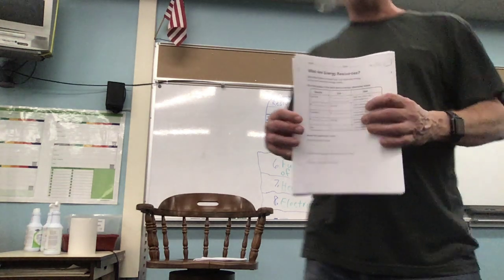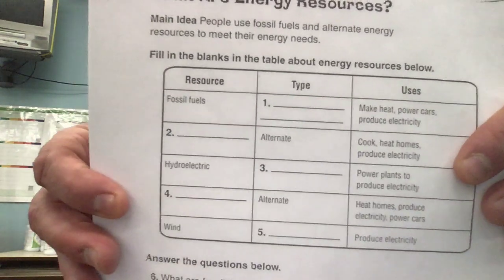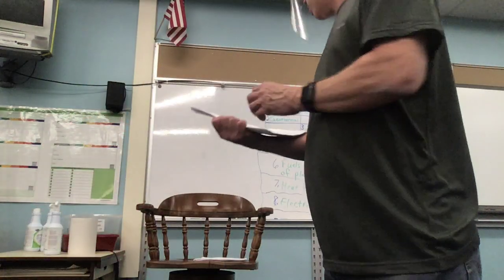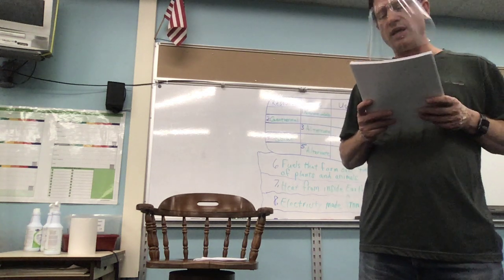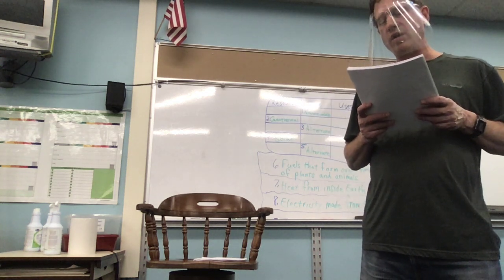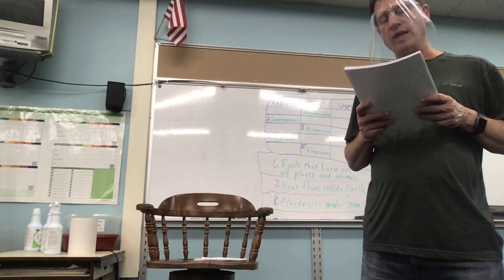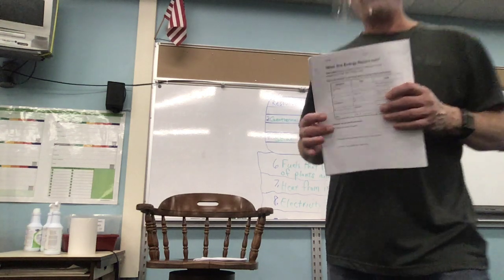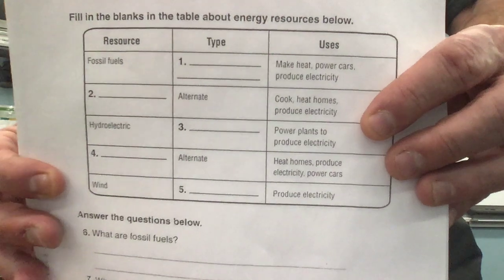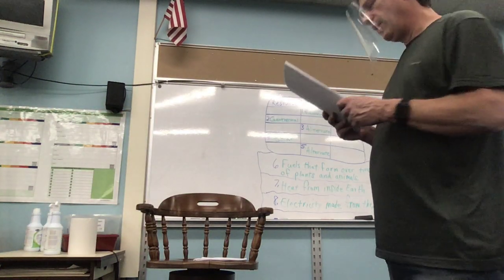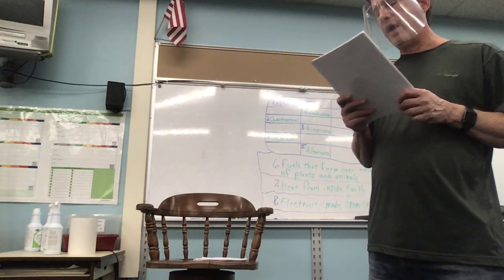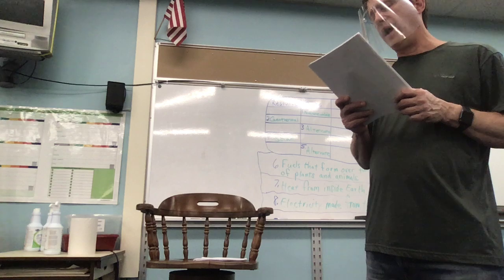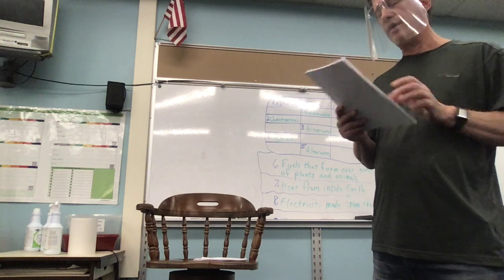For number 2 on the chart, we have the word geothermal. It is an alternate type of energy. It can cook, heat homes, and produce electricity. The next thing mentioned down on the chart is hydroelectric. With hydroelectric, that is an alternate source of energy, and its uses are power plants to produce electricity.